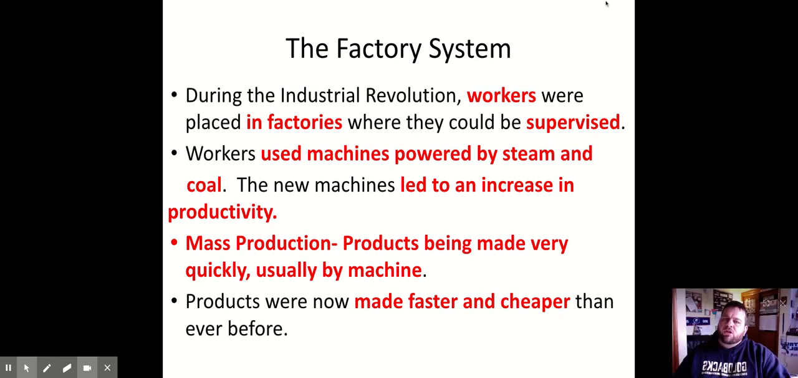So before the factory system, the system used to produce goods is called the domestic system, or the home system. But the factory system places workers in factories where they're supervised, and they use machines to produce goods. Those machines are powered by steam, which is created by burning coal. So that's where those raw materials we spoke about a couple of days ago come into play. This results in mass production, which is goods being made very, very quickly.